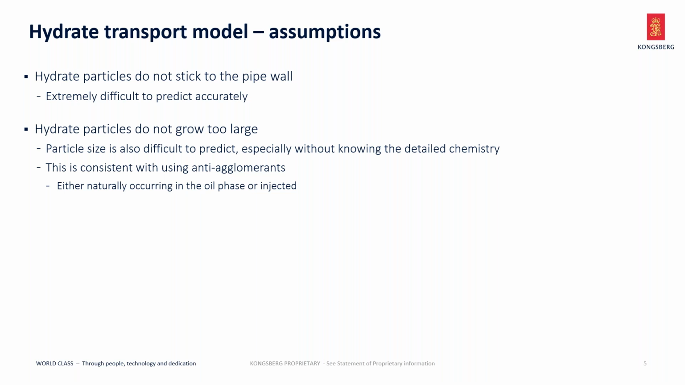Again, it's very difficult to predict that properly, especially because LedaFlow does not know the details of the chemistry of the production system. We would have to know in detail what the oil consists of, etc., which is not feasible for these kind of simulations. And assuming that the hydrate particles do not grow too large is consistent with using anti-agglomerants, which could be naturally occurring in the oil or artificially injected into the system. So that's something to take into consideration.